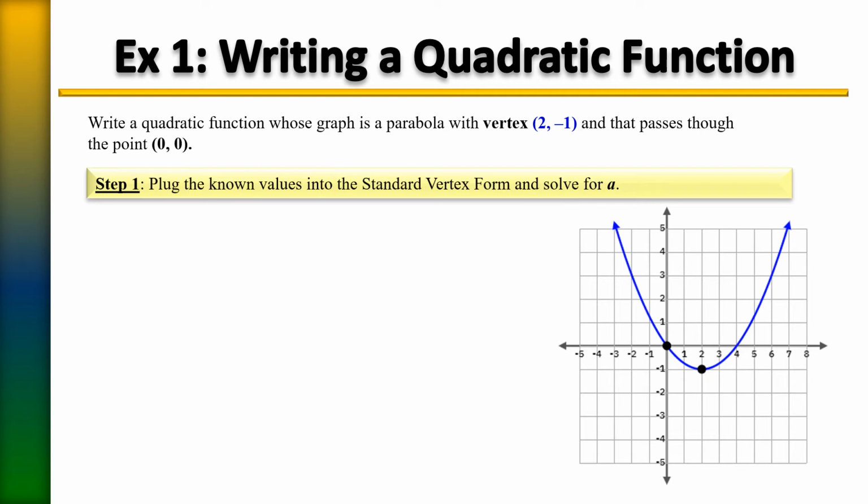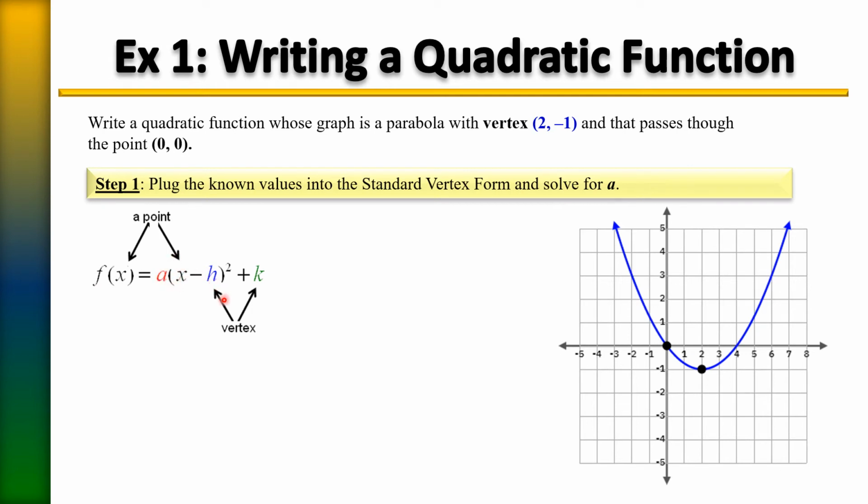So you're going to plug your ordered pair that you were given in the front, and you're going to plug your vertex in the back. So here's what I mean. You know that f of x is the same thing as y, so you're going to plug in the y value of your ordered pair there. You're going to plug in the x value of your ordered pair here.